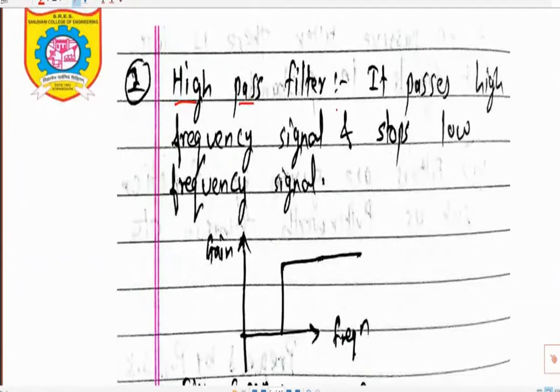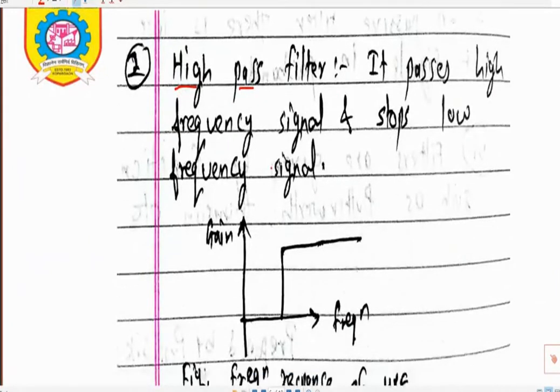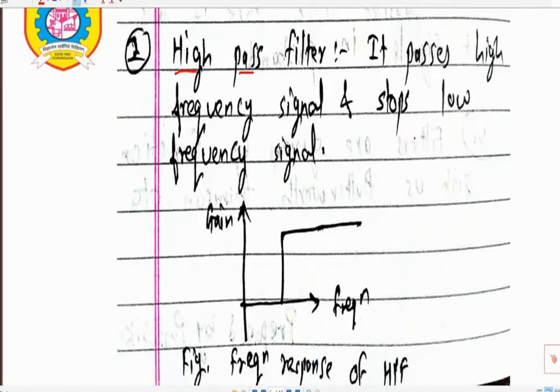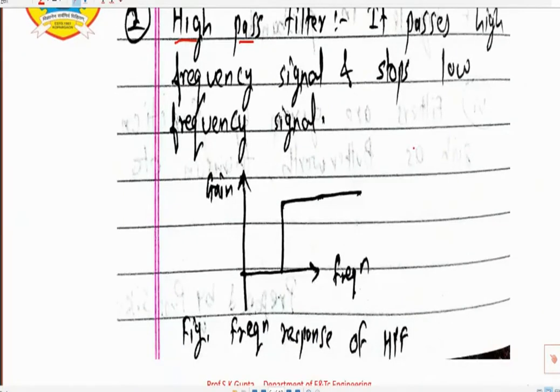So it will pass the high frequency signal and it will stop the low frequency signal. So you can see from the frequency response that at low frequency the gain is 0, and for high frequency we are having a good amount of gain. So it is passing the high frequency signal. So this is the frequency response of high pass filter.